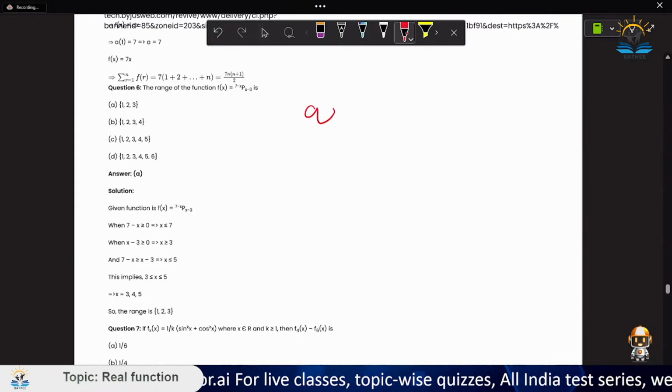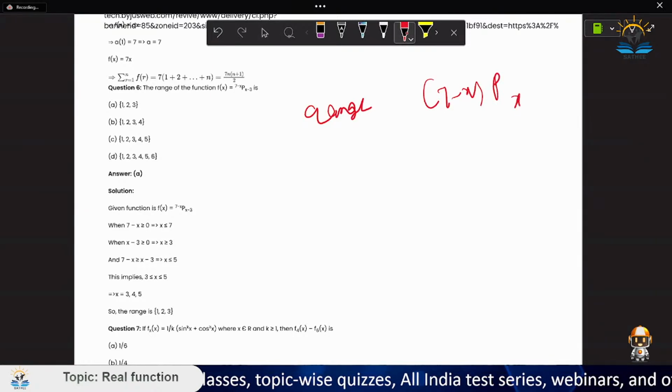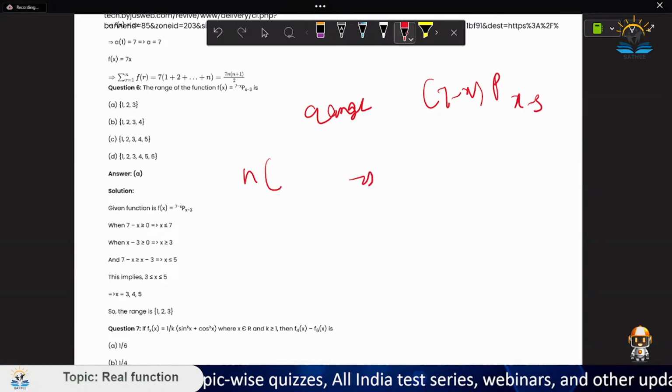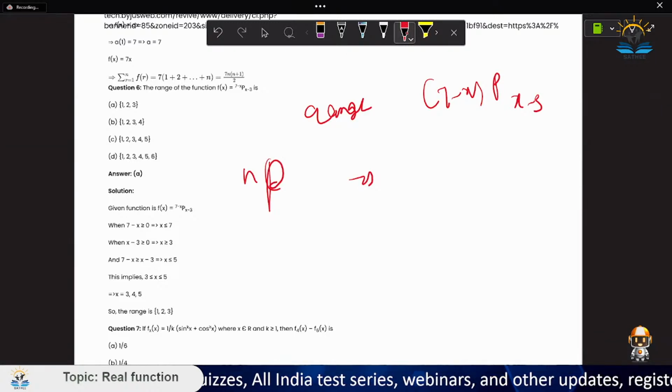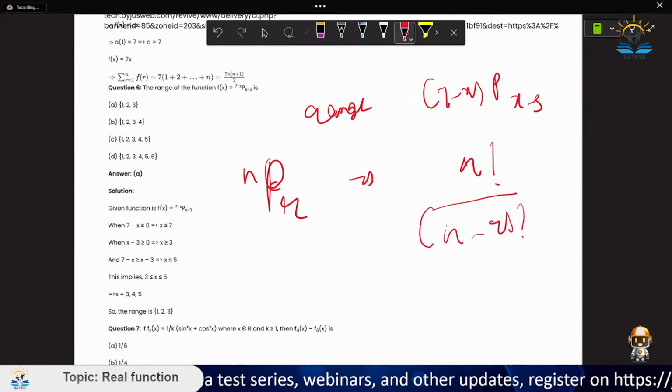Okay. So range of 7 minus x, P, x minus 3. So we know what n is, right? What do you have to find? You have to find the range, right?